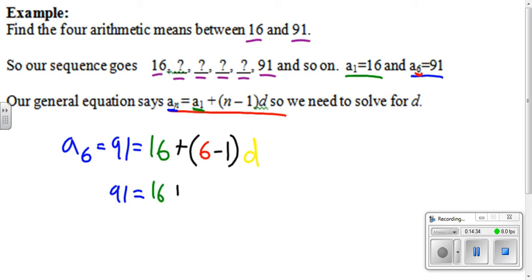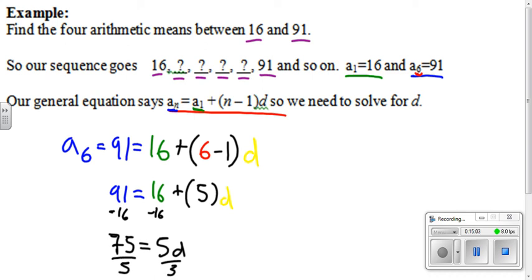16 plus 6 minus 1 is 5 times d. So we have to take 16 away from both sides. Minus 16, minus 16. So we are left with 75 equals 5d. Divide each side by 5, in which case we are left with 15 equals d. So now we know our common difference.